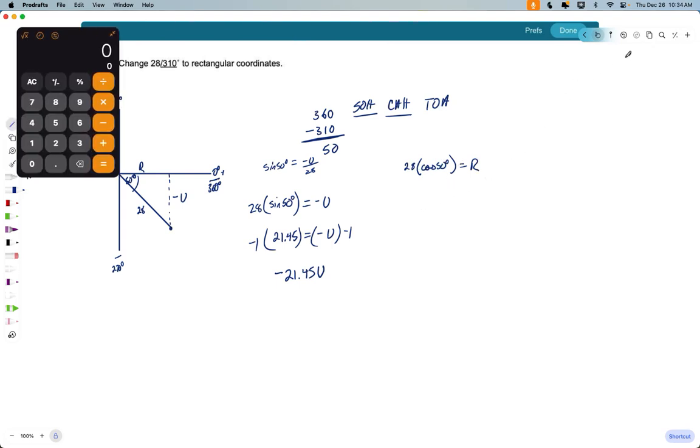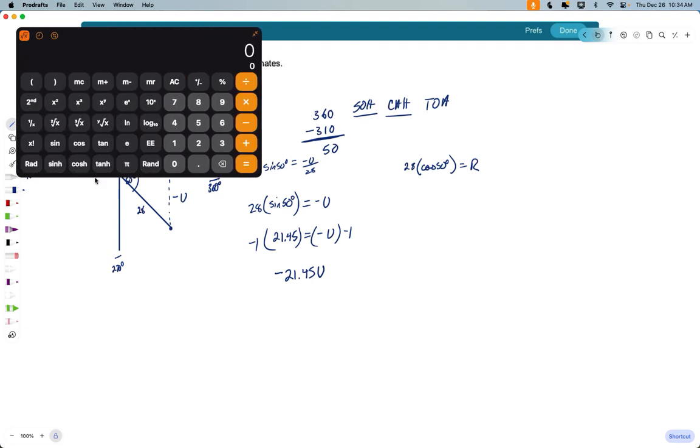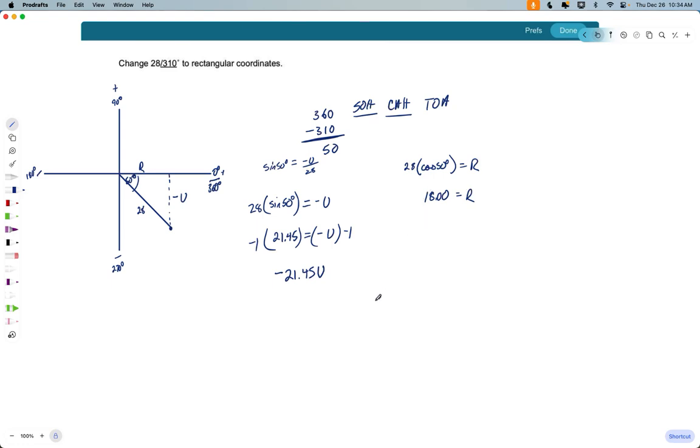Now all I have to do is, again, pull out my calculator, and I'm going to do what's in parentheses first, 50 cosine. Now I multiply it times my hypotenuse of 28, and I get 17.99. If I round this up, I get 18.00 is the value of r. We keep the r there, so the rectangular coordinates are going to be 18.00 r minus 21.45 u. That is your answer.